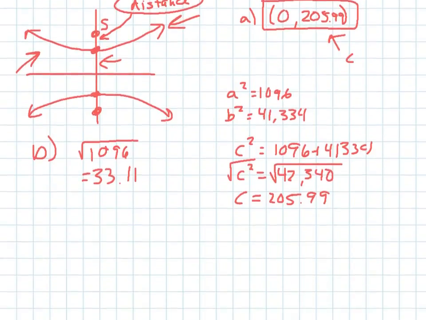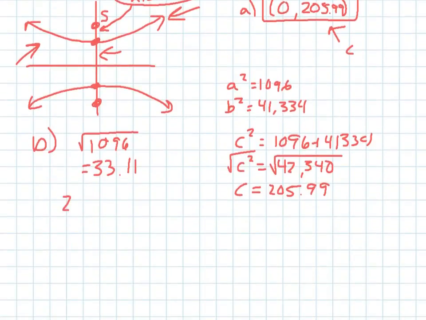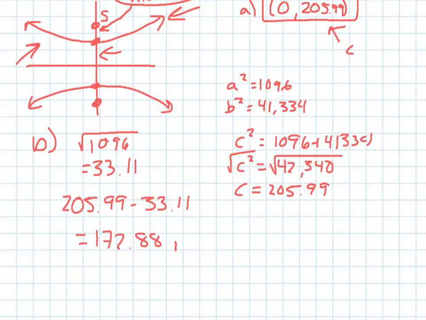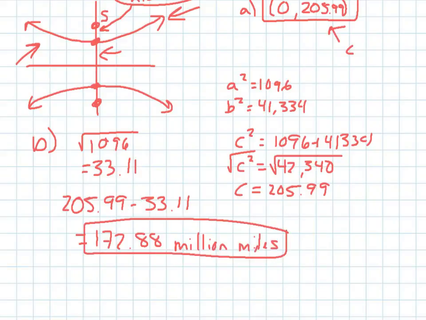Okay? So 205.99 minus 33.11 will get us 172.88. Okay? And so that would be 172.88 million miles, because remember, that's the unit of measurement that they wanted the coordinate plane to be in. Okay?